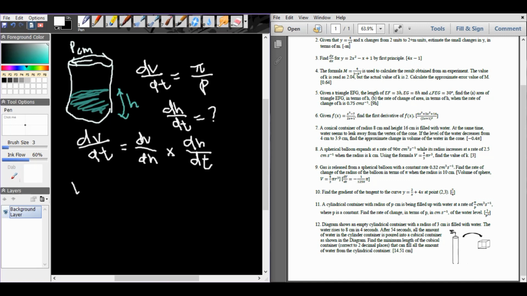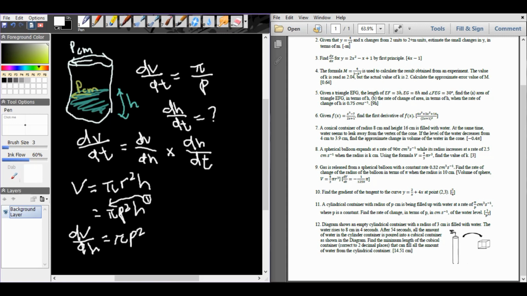So the formula of a cylinder is V equals pi r squared h. For a cylinder, the radius is constant. Okay, always p cm. So we can substitute r equals p into this equation. Then you will have pi p square h. So dV/dH, differentiate V in terms of h. We bring down the power of h, multiply. So pi times 1, pi p square. Then the power of h, we minus 1. 1 minus 1, 0. H power 0 is 1. So the answer is pi p square.